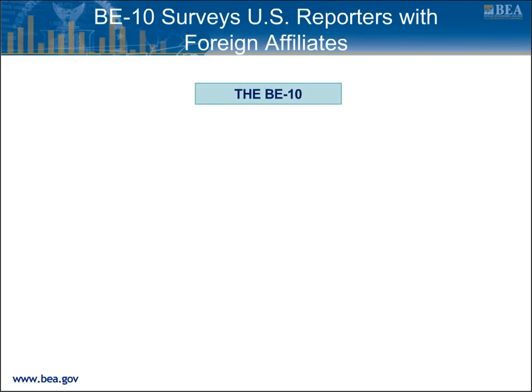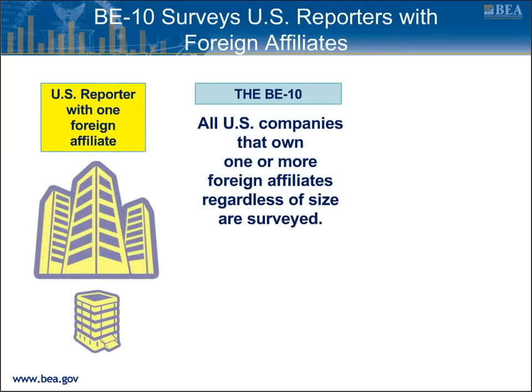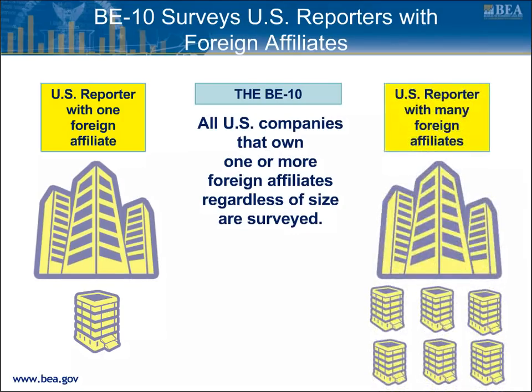The BE-10 survey covers all U.S. companies that own one or more foreign affiliates, regardless of the size of their foreign affiliates. In some cases, the U.S. reporter may own just one foreign affiliate. In other cases, the U.S. reporter may own many foreign affiliates.